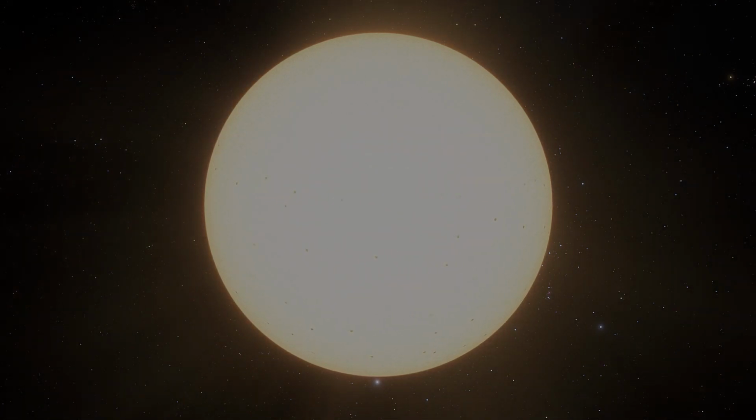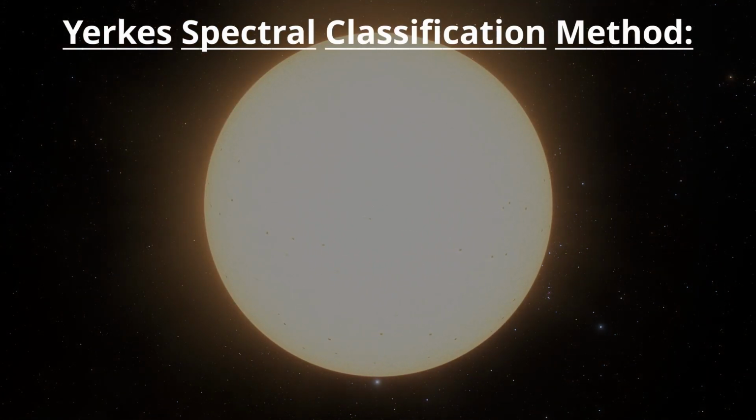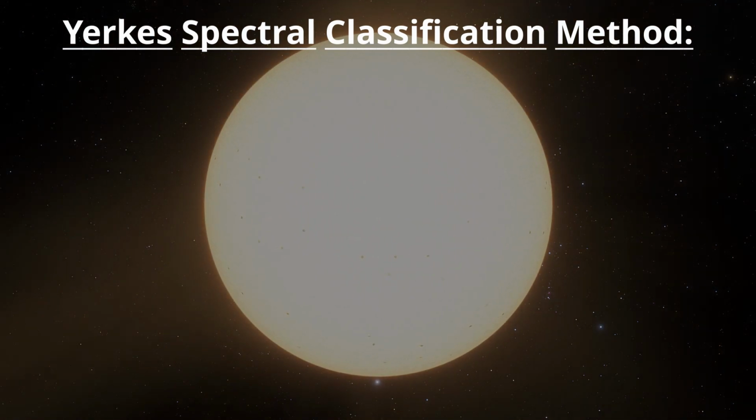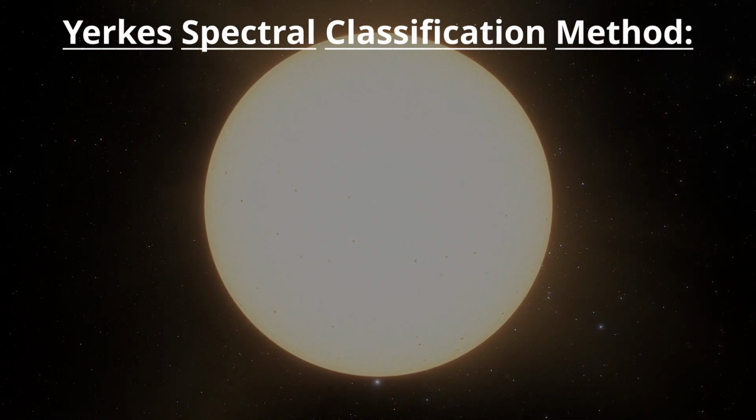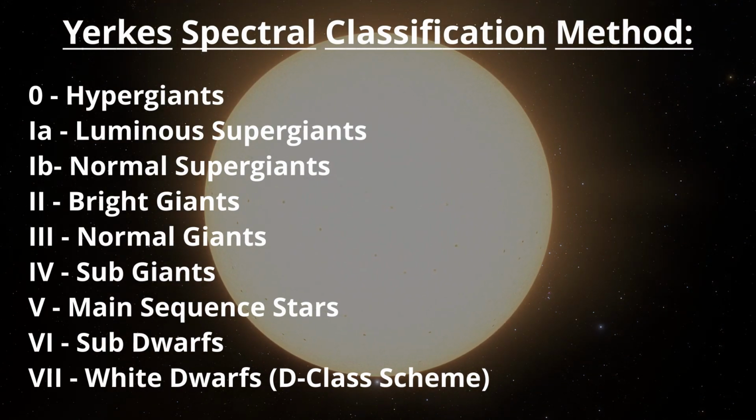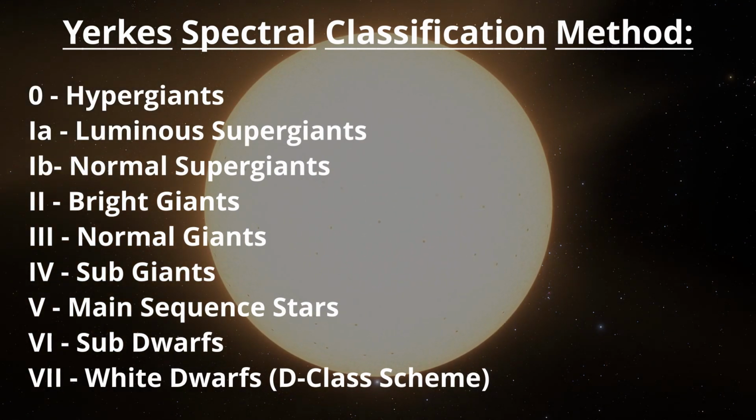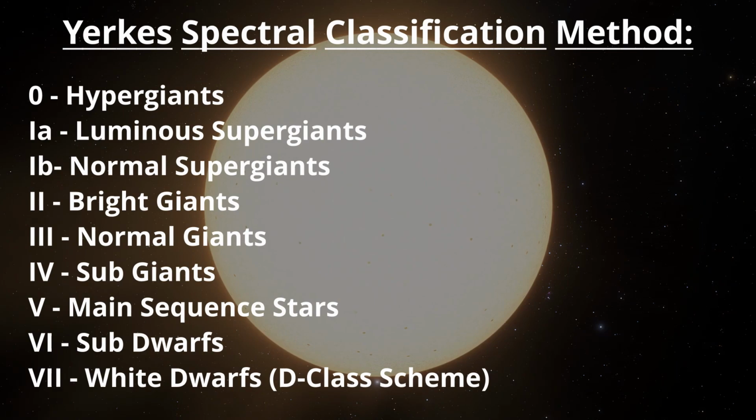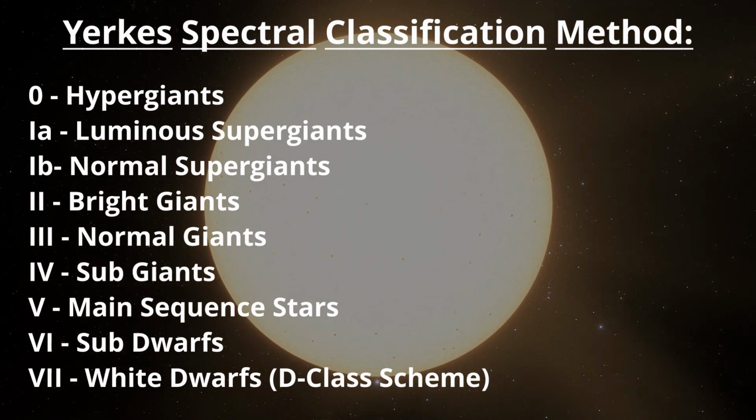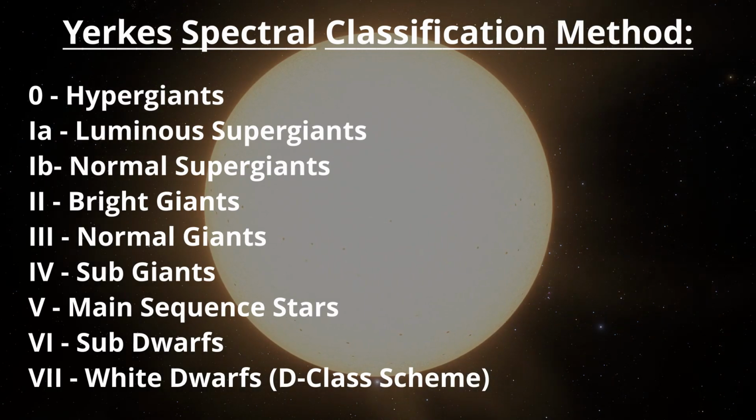Another spectral classification method, known as the Yerkes system, is used to organize stars into how luminous they are, as a general indicator for the size of the stars. They use Roman numerals to describe the class a star is in, with 0 being hypergiants, 1a being luminous supergiants, 1b normal supergiants, 2 bright giants, 3 normal giants, 4 subgiants, 5 main sequence stars, and 6 subdwarf stars. There is also a 7 for white dwarfs, but they have their own spectral classification scheme.